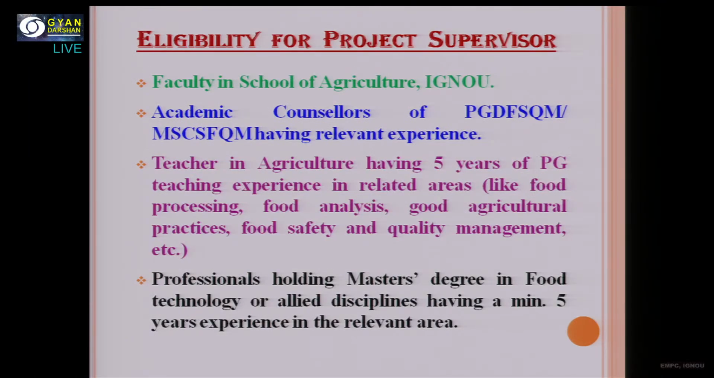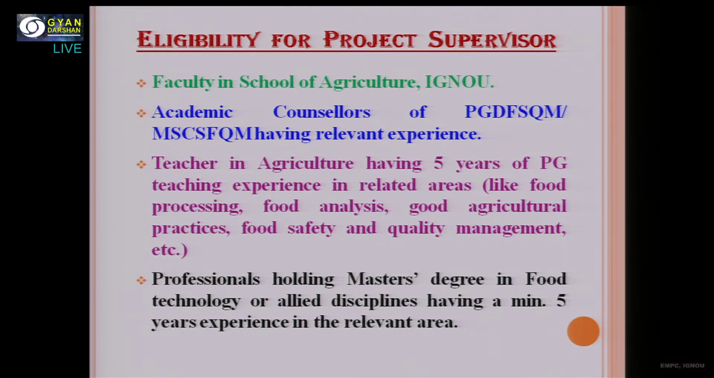Now, who can be your project supervisor? You can choose anyone who is a faculty in School of Agriculture, IGNOU. The person can be a project supervisor. Then you can also request the academic counselors of the PG diploma or master's program in food safety and quality management in your study center who have the relevant experience in your work area.